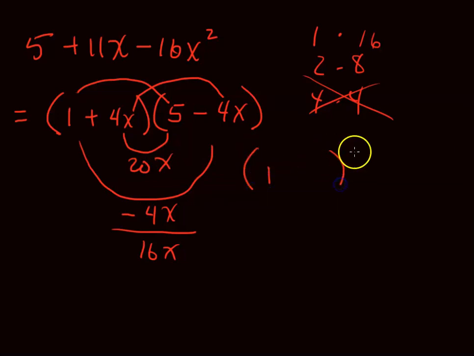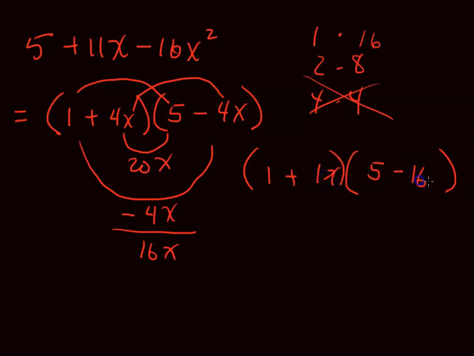1, 5, plus, minus. So if I do a 2 here, it would be 10. And negative 8, well, that's not 11 either. So is it 1 times 16? Let's see. If I do a 16 here, that's really, really big. But if I do the 1 here, I want x.